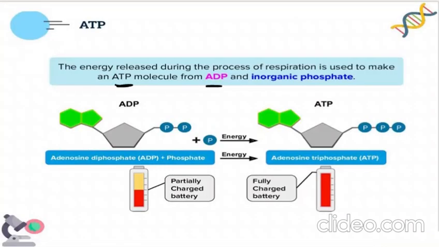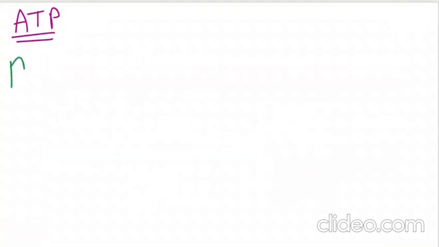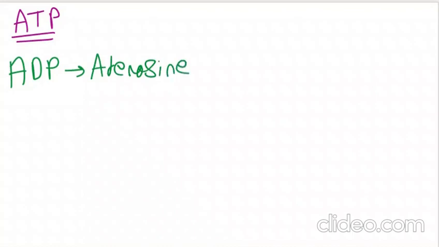So, talking about ATP, how is ATP produced actually? Now, when I talk about ATP, the main thing which occurs firstly is that when energy is provided, when respiration occurs, there is ADP. That is adenosine diphosphate.